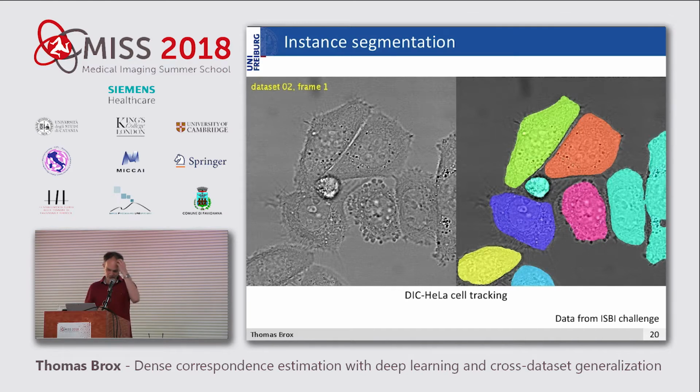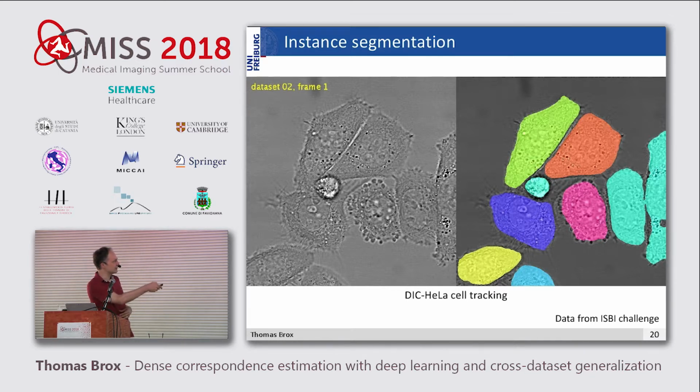But here you see an example. You have a couple of cells that are touching each other, and actually you want to separate them from each other. You see that it works in most cases, but sometimes they also merge together again. So it's not perfect instance segmentation. This is also an example from the ISBI challenge, and here you see how the simple concept works.